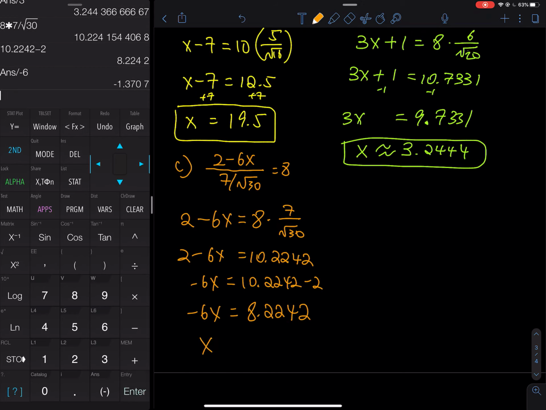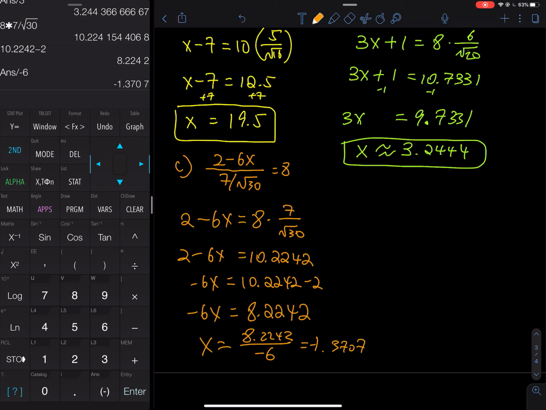So x is equal to 8.2242 divided by negative 6. We have approximately negative 1.3707. All right, so that is C, and then we move on to D.